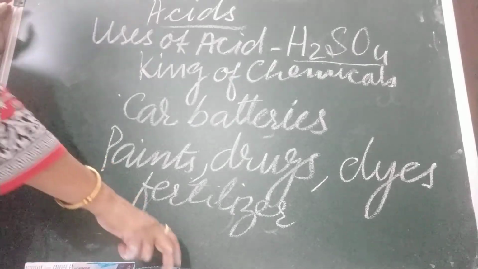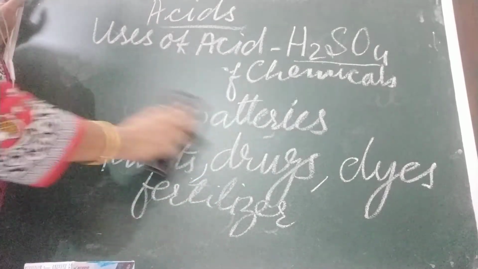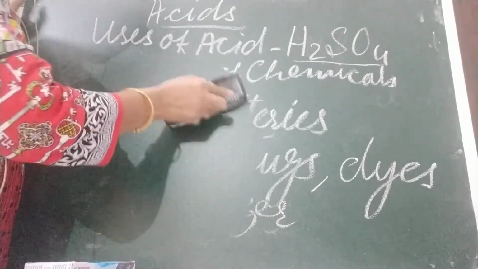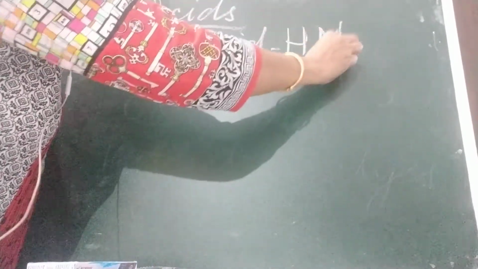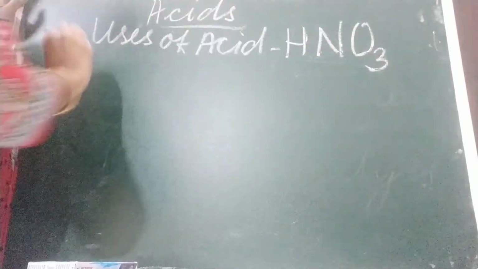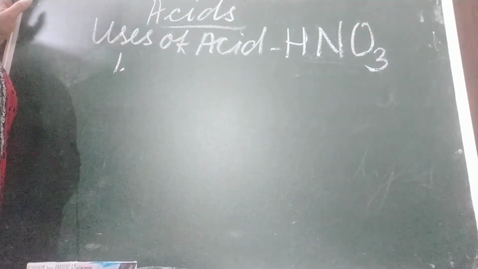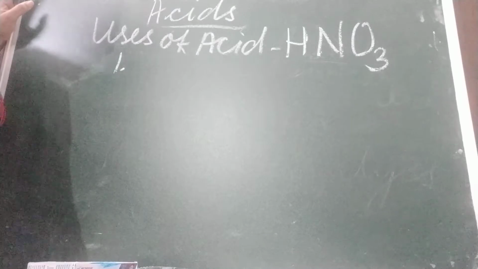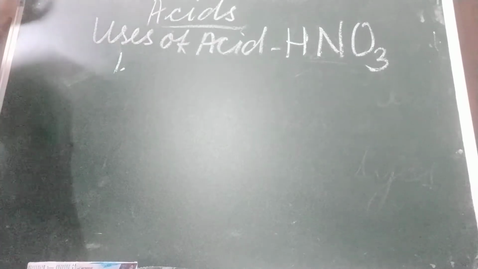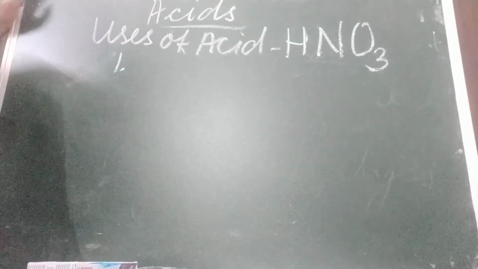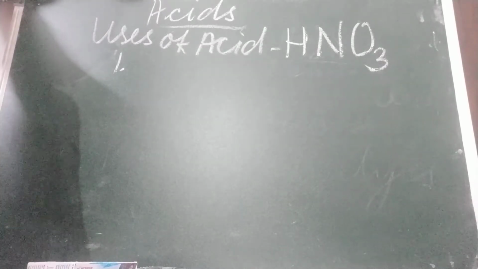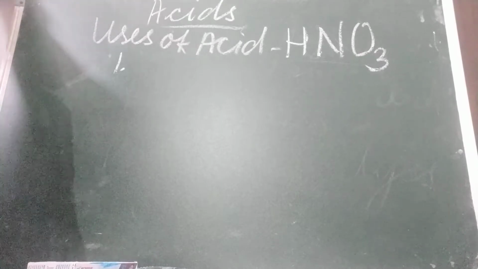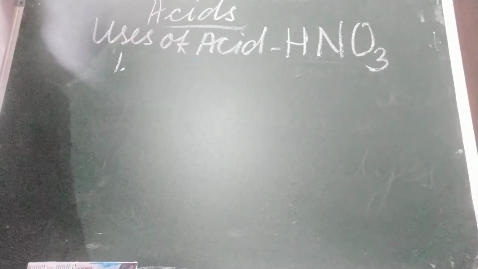Now the next acid is nitric acid. Children, learn their formulas. HNO3 is nitric acid. The first use of nitric acid: it is used by goldsmiths. Who are goldsmiths? Children, the people who make or sell jewelry are called goldsmiths. Jewelry of gold.